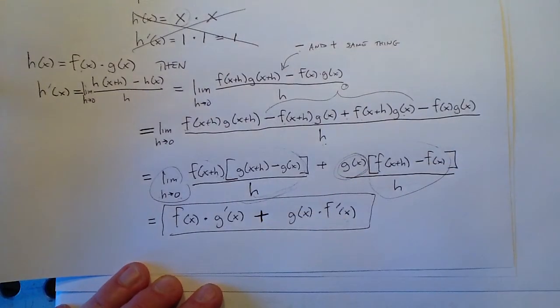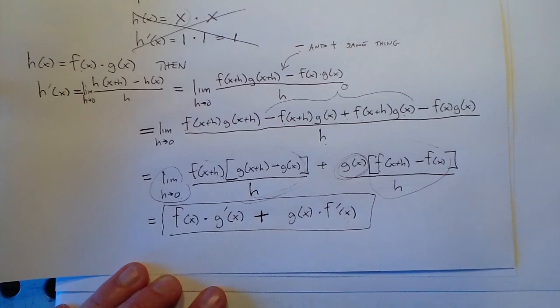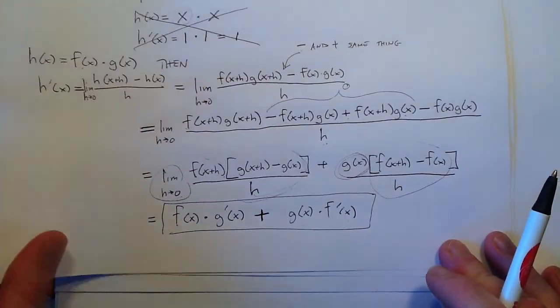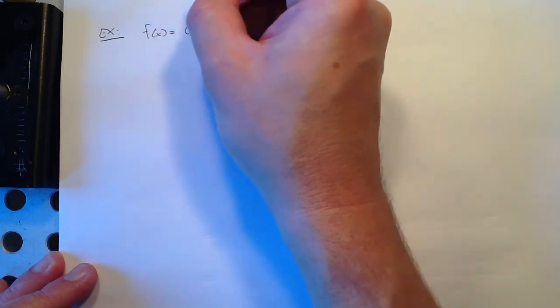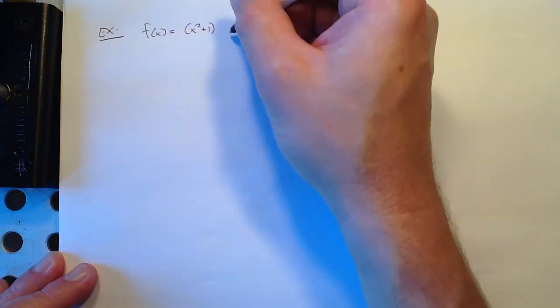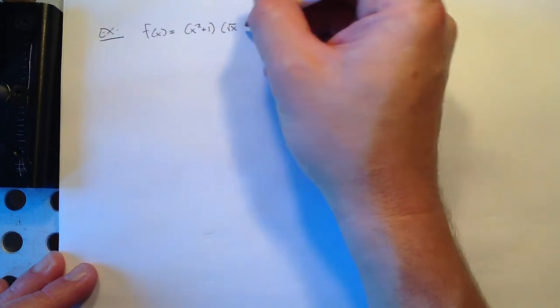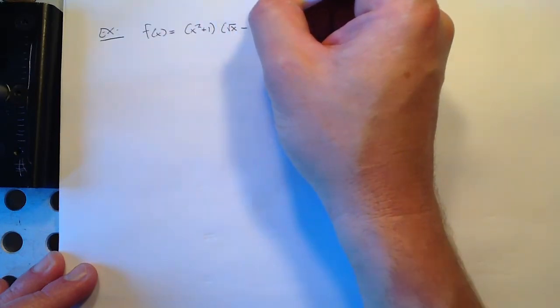Again, if you want your answers to always look like answers that I have in videos and that I do in class, then I'm actually going to do this term first. Okay, so let me show you how that works. So let's say we have f of x is equal to x squared plus 1 times the square root of x minus x. That's fine. Let's leave it like that.